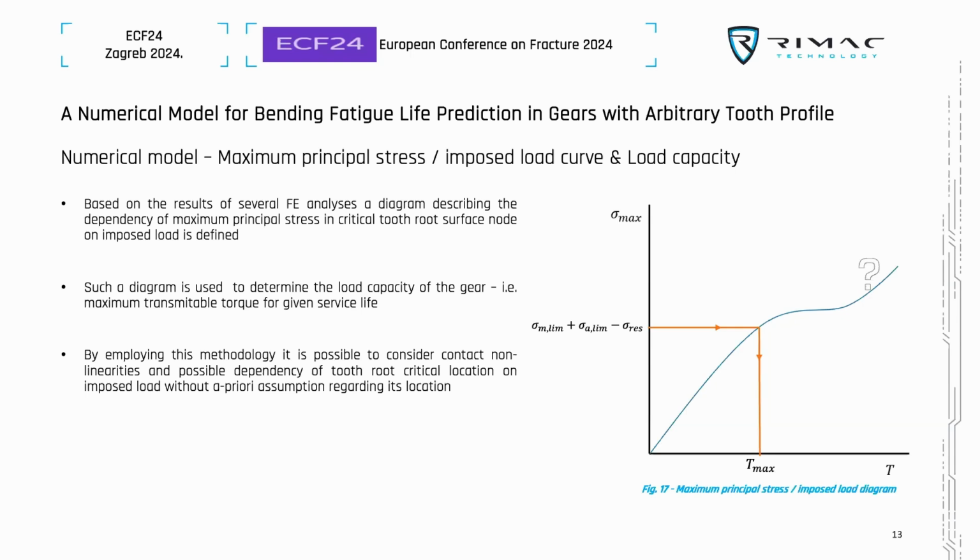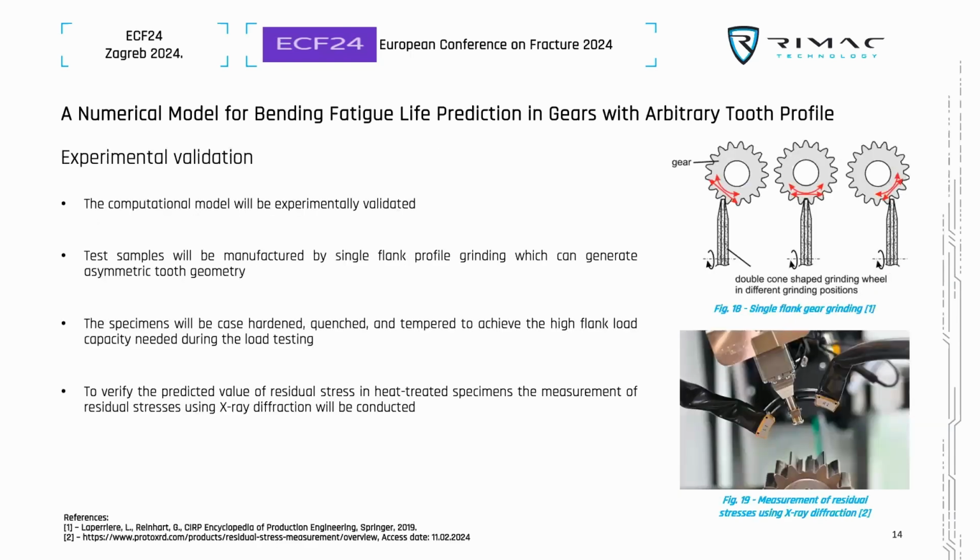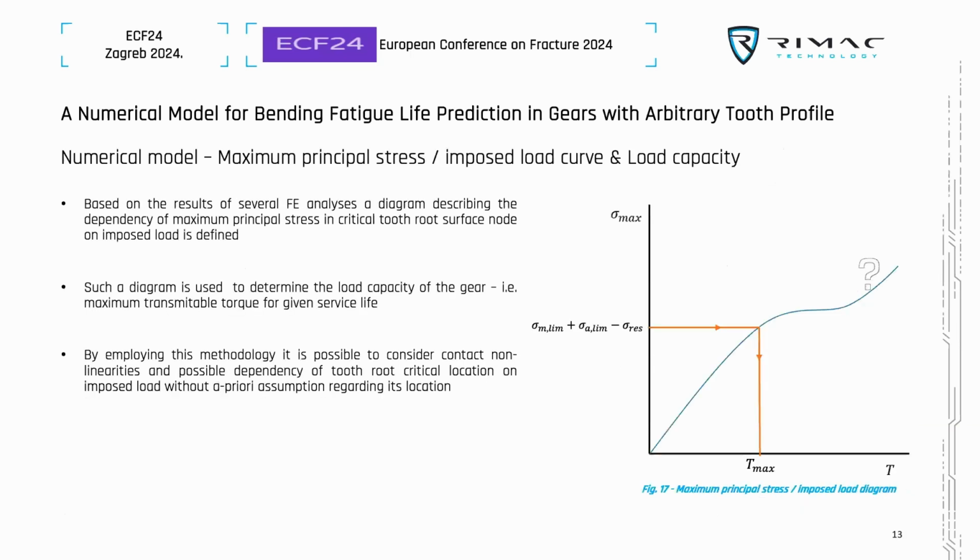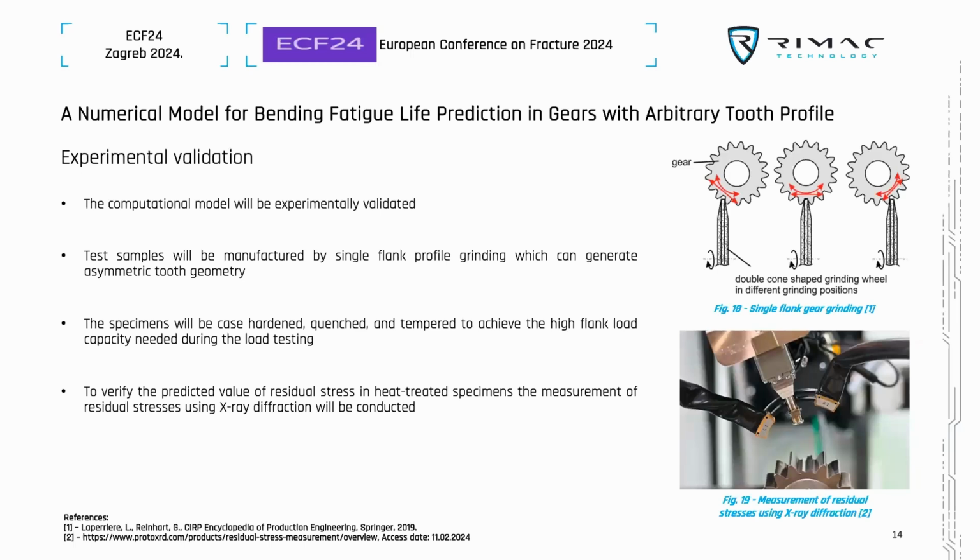Also, by employing this methodology, we can consider any contact nonlinearities, and the dependency of the critical location on the load imposed, and we do not make any a priori assumptions about the location of the critical node. Once this is done, the thing that remains is to make an evaluation of this model and see how it correlates with real-world test data. So at the moment, the test samples are being produced, which will be tested to compare the results which were calculated earlier with real-world loading data.